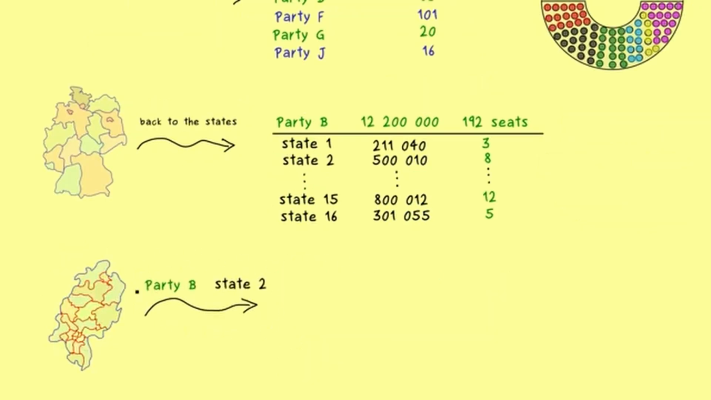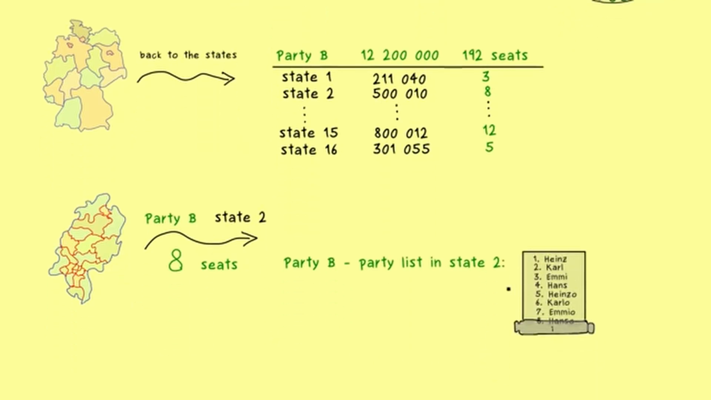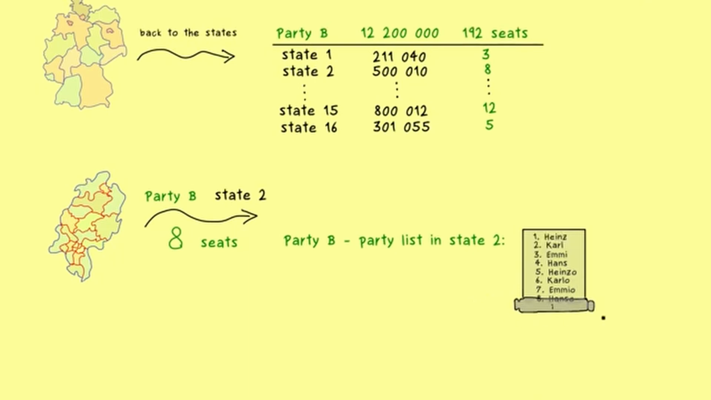And the best way to see that is to look at an example. So let's say we have party B in our state 2. And now we know this party in this state gets exactly 8 seats. And now we remember that this party already had a party list in this state from the beginning. Indeed, there are real people on this list and the list is numbered consecutively. This means we can just go step by step and give the seats to different persons. And we can just go through the list until all the seats are taken.